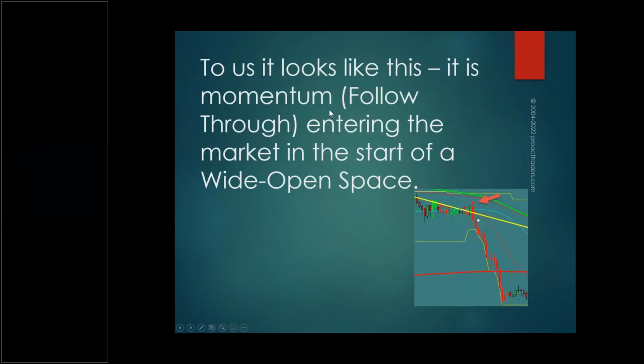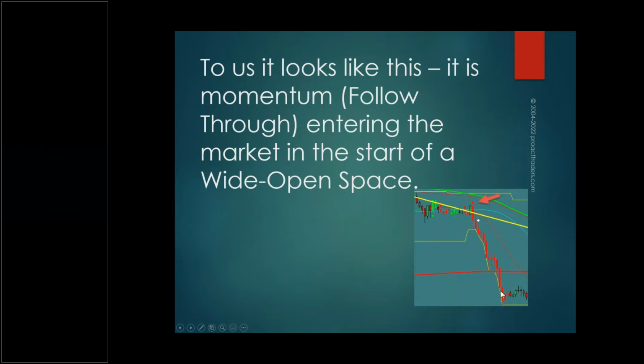All right? So to us, it looks like this. It's a momentum follow, which is the follow through, entering the market in the start of a wide open space, okay? So we see close and reverse and close and reverse. Who does that? Tier 1 bankers do that, all right? What are they doing? Close means they close the up and did the reverse. This means they closed the up and did the reverse, okay? Now in our charts, we have momentum and it shows as bright red. We even get a white dot that tells us a big boy entered again, all right? But that's how we see it.